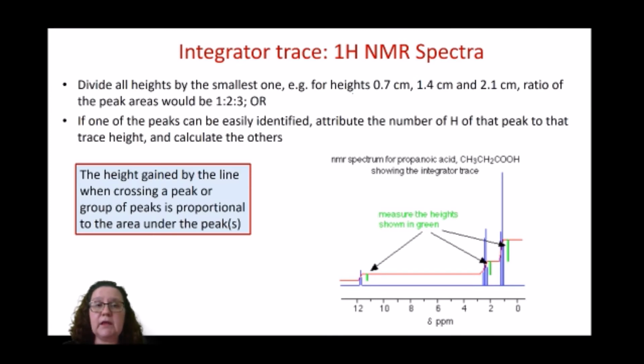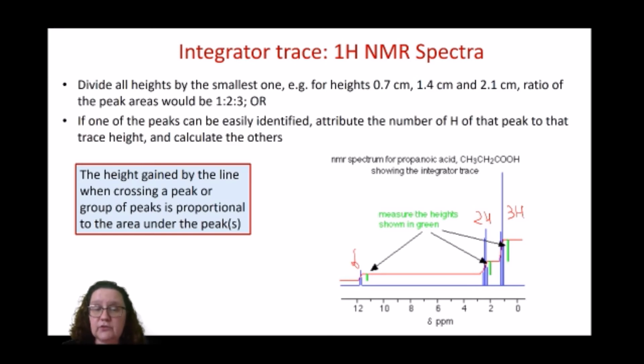So if we look at all the heights and measure them, physically measuring with a ruler, then we can divide those three heights by the smallest number, and it tells us the ratio of those peaks. It tells us that this peak corresponds to 1 hydrogen. This peak is double the height, so it will correspond to 2 hydrogens. And this peak here is 3 times the height of the smallest one, so it corresponds to 3 hydrogens.